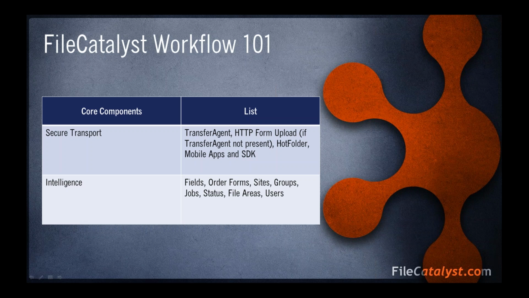So let's go back to university days. Here's your FileCatalyst Workflow 1. So here are some of the core components. So you have your secure transport. This is your transfer agent. This is the application that runs as a plugin in a web browser. When the user accesses the web page that needs it, they will be prompted to install it, what we call an inline installer, and then they are off to the races with acceleration in the web browser.